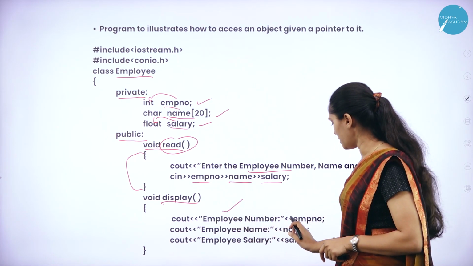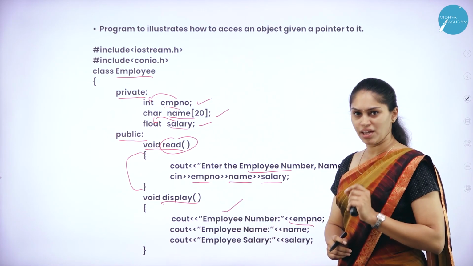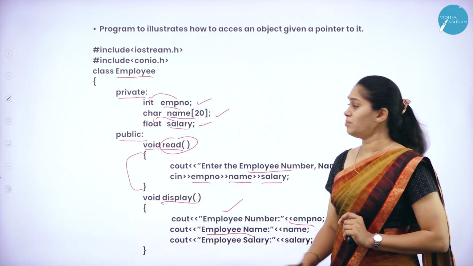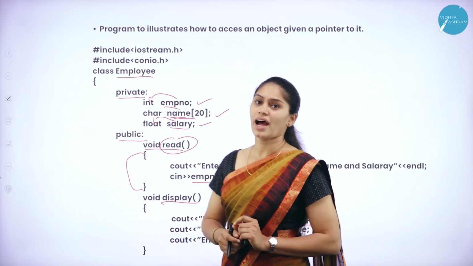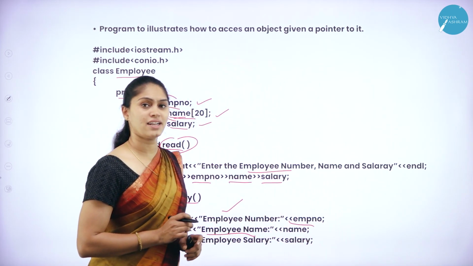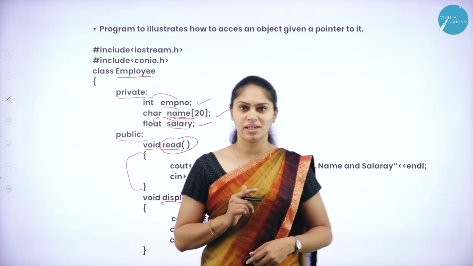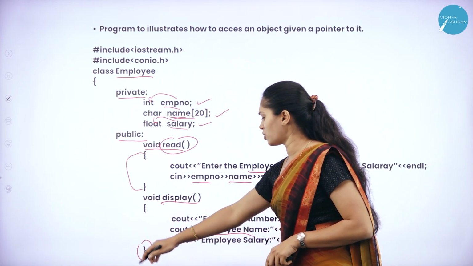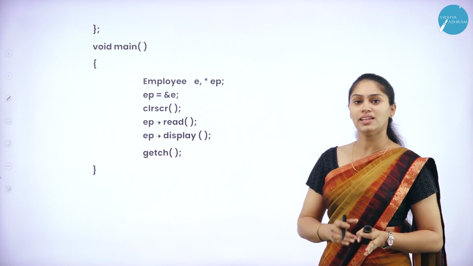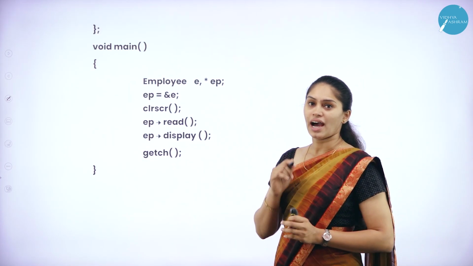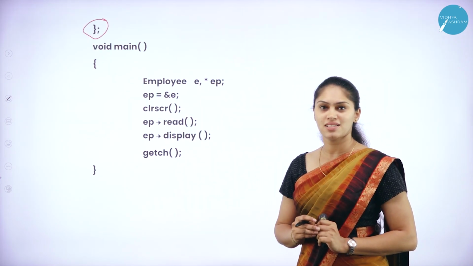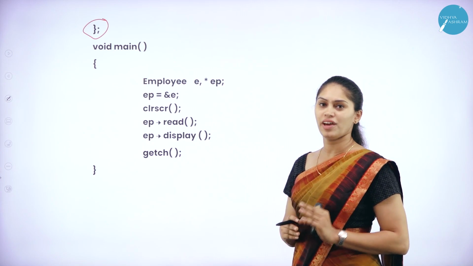So here employee number will be stored in empno, that is the variable name, and I have an employee name that will be stored in the name variable, and I am going to display the employee salary, that will be in the salary variable. I am going to end the scope of this display function. Once I am done with all the data members and member function, I need to close the scope of the class. This helps me to recognize that I am going to end the scope of a class.